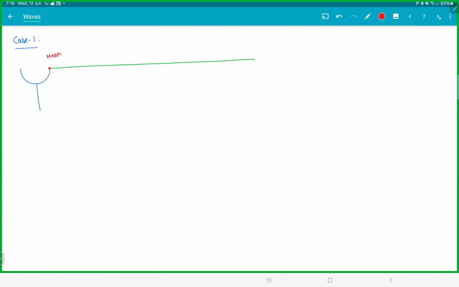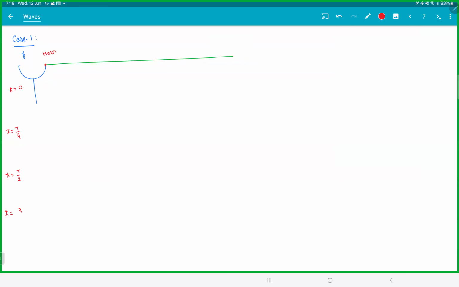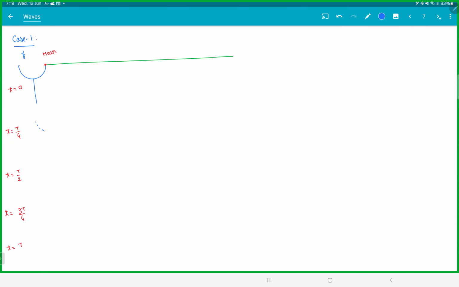And this is your time t equals 0, and the frequency of this is f. When the time goes to T by 4, that is 1/4 of the oscillation, then t equals T by 2, then t equals 3T by 4, and t equals T. We will see the 4 parts. So the prongs would have looked like this.